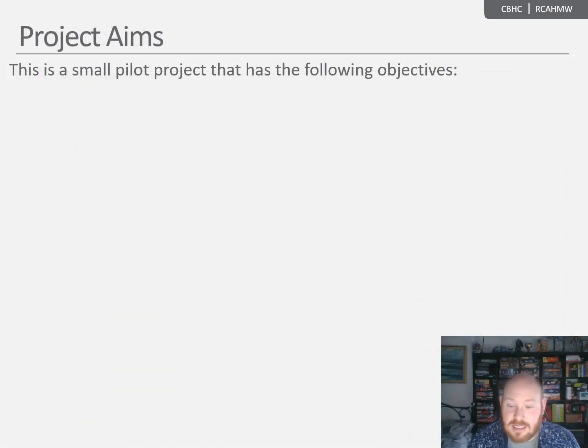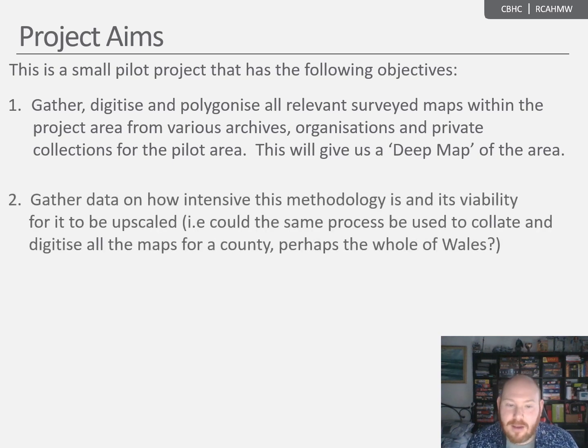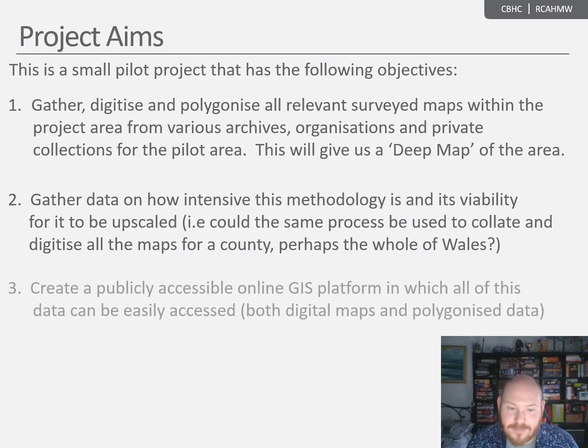So this small pilot project has a number of objectives. The first is to gather, digitise and polygonize all of the relevant surveyed maps within the area, and this is going to give us this deep map. The second is to gather data on the methodology and how intensive it is. I'll explain a little bit about that in the next section, but we wanted to see if we could do this on a larger scale, potentially for the whole county and, being very optimistic, for the whole of Wales.